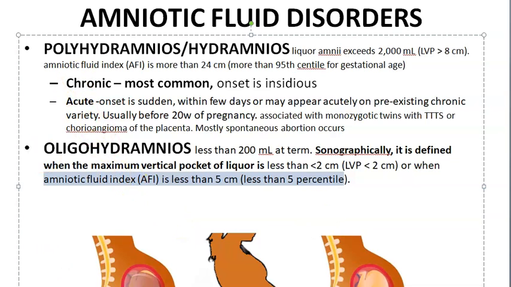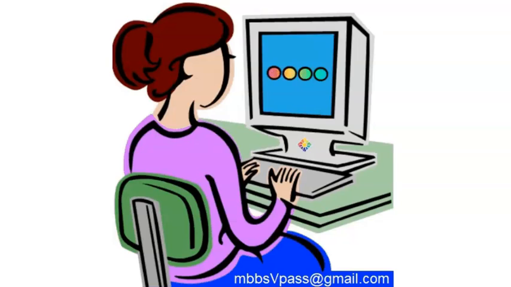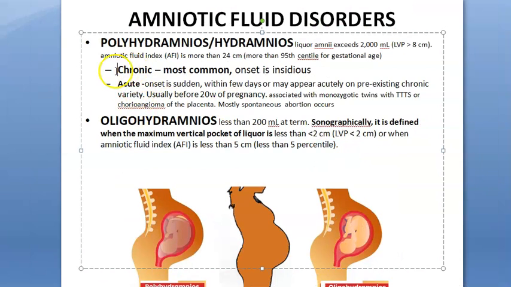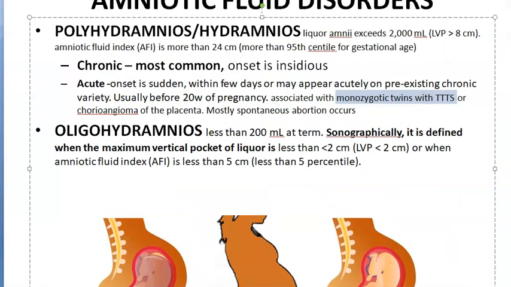Now, what do we want to focus on? We want to focus only on polyhydramnios or hydramnios. In this, there are 2 varieties. Chronic is the most common. It is insidious in onset, taking weeks, and finally this lady will have a huge belly. Acute means it is sudden in onset. This is not very common, but it can happen. Suddenly she has so much amniotic fluid, which can happen because of monozygotic twins with twin-to-twin transfusion syndrome, which is not so good, is it? One twin sucking out from the other twin.